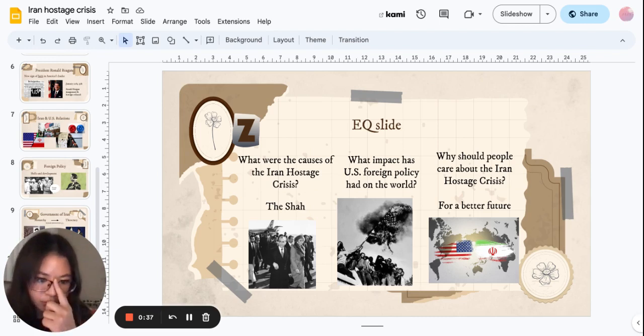Why should people care about the Iran hostage crisis? People should care about the Iran hostage crisis to avoid more tragic events like this from happening in the future. This connects back to what we learned all this year during this class, for example, World War II, the American Revolution, and racial discrimination incidents. All of these are series of events that are rooted in people making the same mistakes over and over.